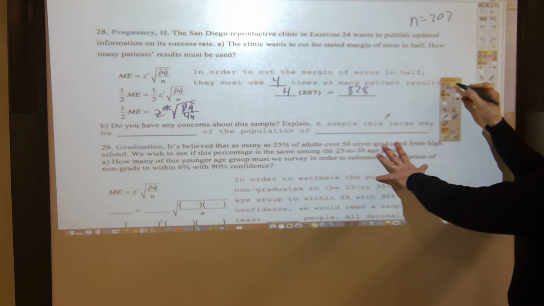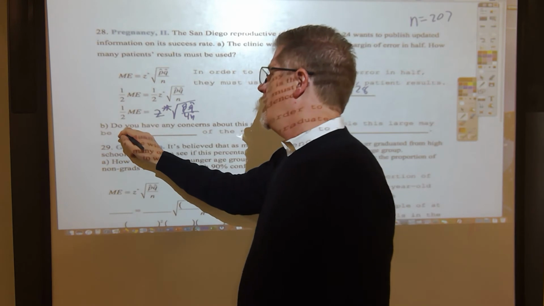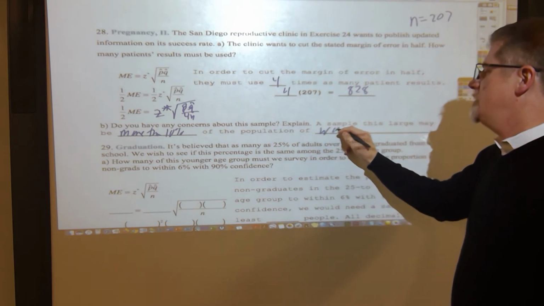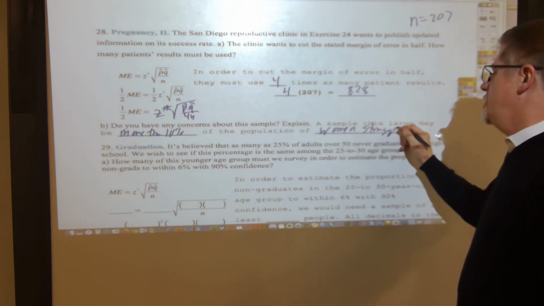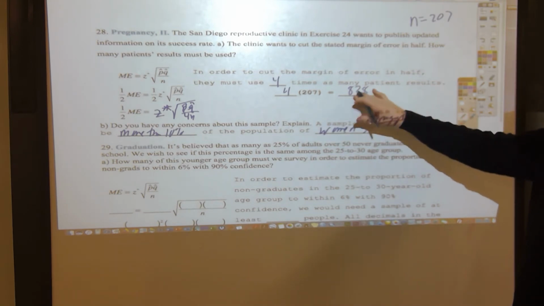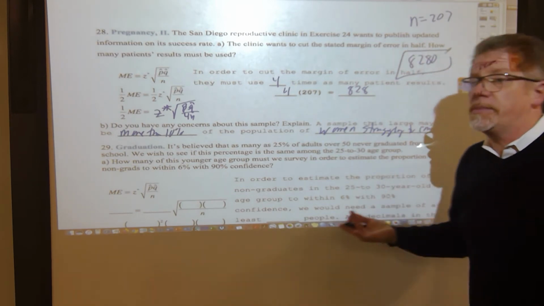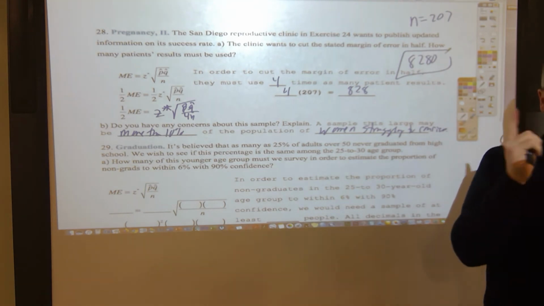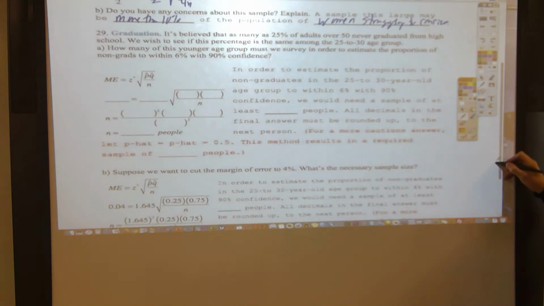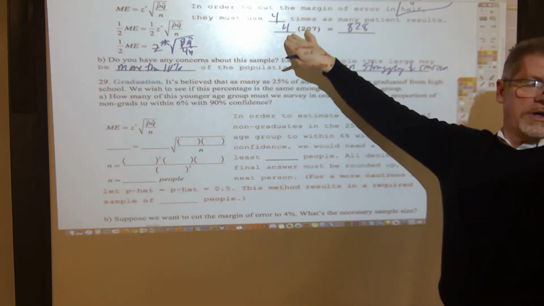And we have concerns about that because a sample that large may be more than 10% of the population of women struggling to conceive. I mean, how many women really are there struggling to conceive? We've got to have a sample of size 828. Are there really 8,280 in the greater Los Angeles area? Well, there might be, but that's a concern, that the sample may be a violation of the 10% condition. Now, let's take a look at the graduation problem, unless you have any questions on how we came up with the number 4.